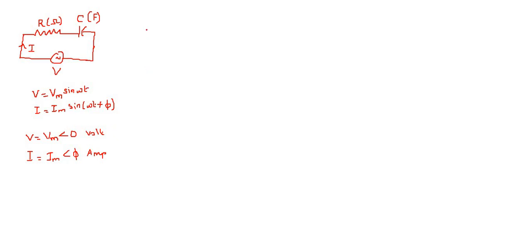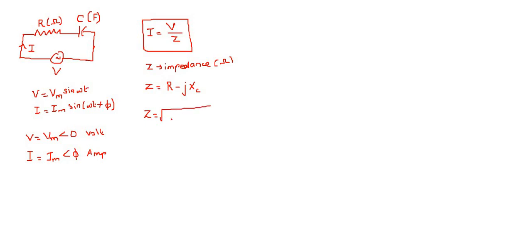Now, what is current? We know that current is equal to voltage by impedance, I is equal to V by Z, where Z is the impedance. The unit of Z is ohm. Here Z can be represented as Z is equal to R minus j XC, and Z is equal to root of R square plus XC square, where XC is called capacitive reactance.